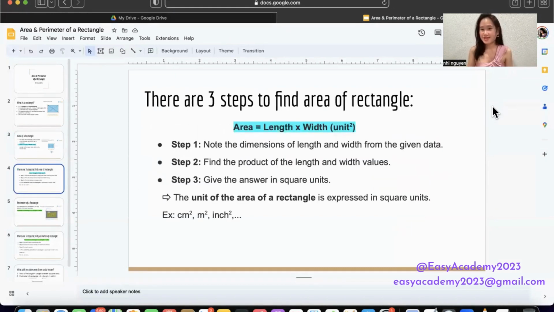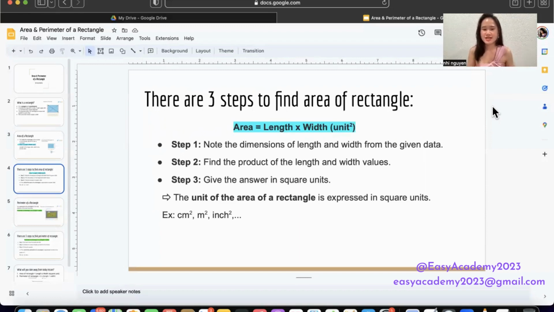Okay, let's get into details. There are 3 steps to find area of a rectangle. We have the general formula: area equals length times width to the unit square. Step 1, we note down the dimensions of length and width of the rectangle. Make sure all of the measurements are in the same unit. If we have different units, then we need to convert them into one unit.